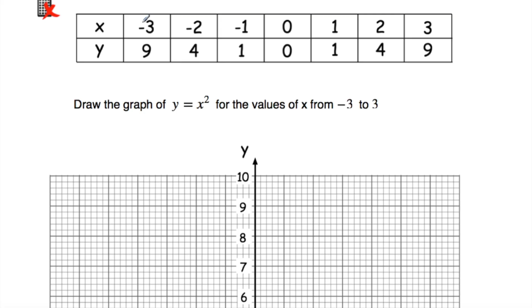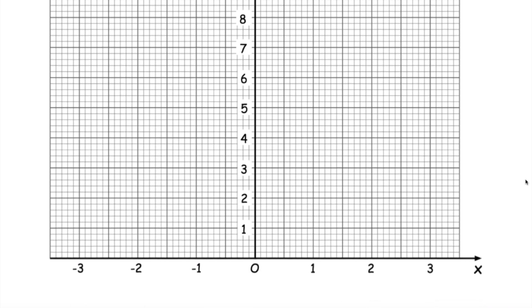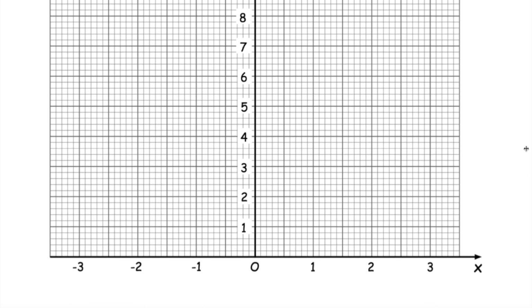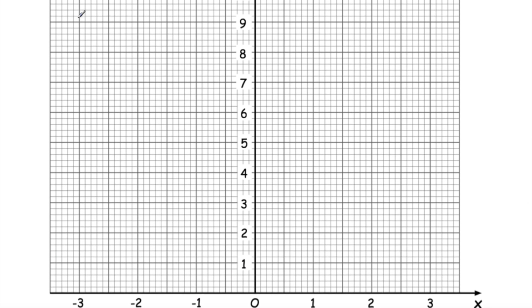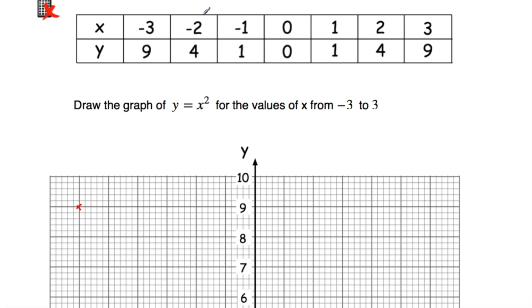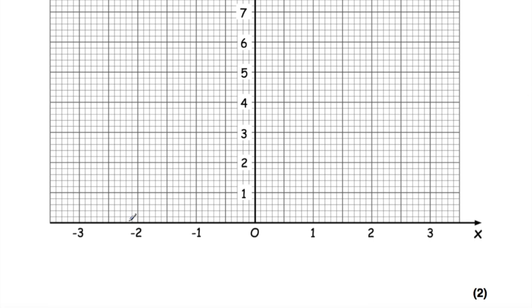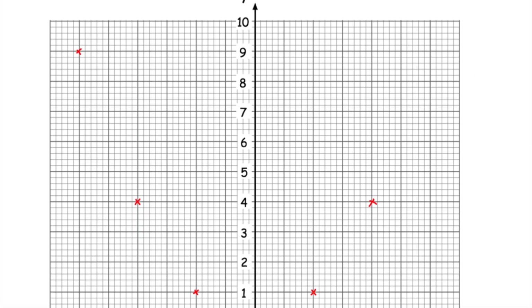Okay, so let's start off with the first point. The first point has coordinates -3, 9. So if we go down to the graph, we're going to go -3 across and then 9 up. That would be here, so let's plot that point. The next point was -2, 4, so -2 across, 4 up would be there. The next point was -1, 1, so that will be there. The next point was 0, 0. The next point was 1, 1. The next point was the point with coordinates 2, 4. And the last point was 3, 9, so that'll be up there.